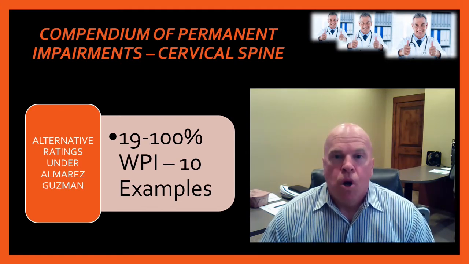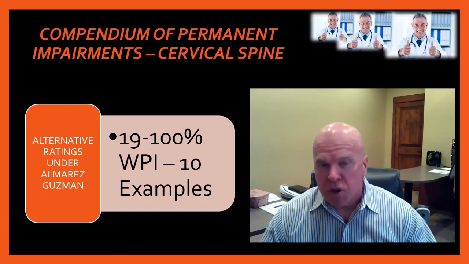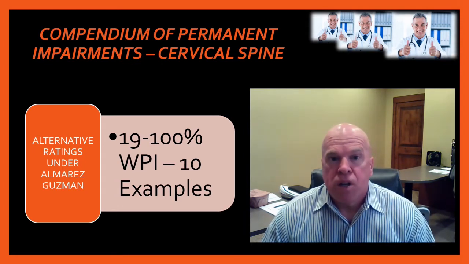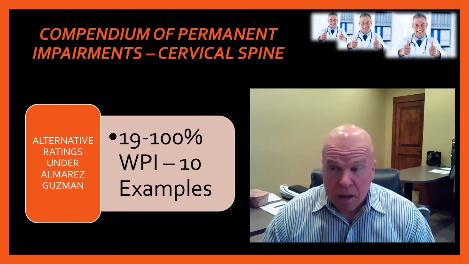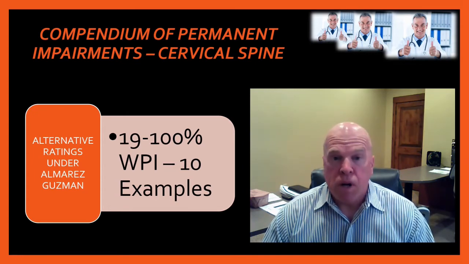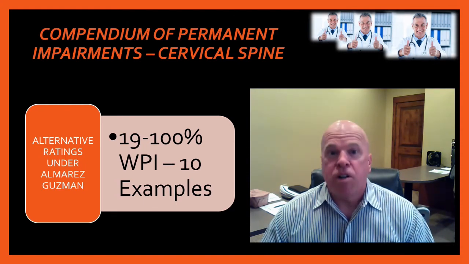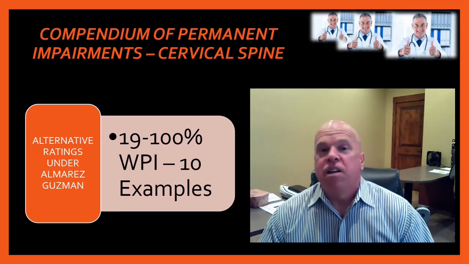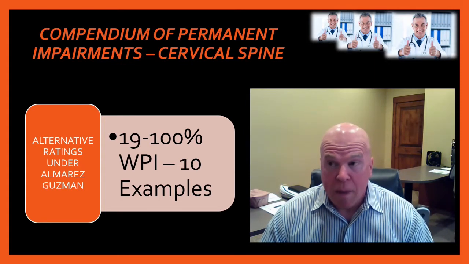We have 10 examples where the examinee's cervical spine permanent impairment rating under the alternative impairment rating ranges from 19% whole person impairment all the way to as high as 100% total disability for the cervical spine component of the examinee's permanent impairment rating. And I contend that you can find no collection of 10 alternative permanent impairment ratings on any body parts in any one location. And here, in this Compendium of Cervical Spine Impairments, we've collected 10 examples from actual examinees.